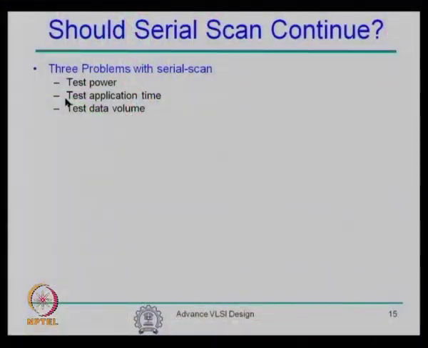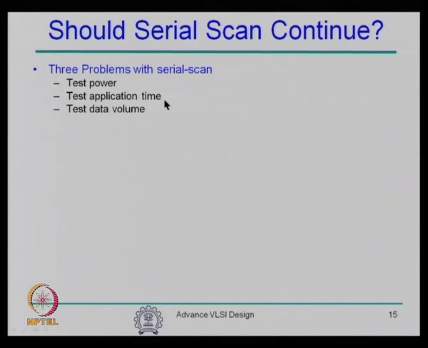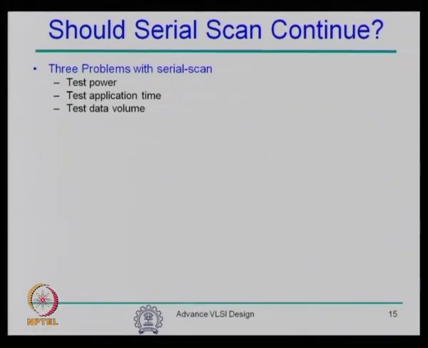One of the problems that I mentioned earlier is that your test application time will significantly increase, and it will directly translate to the test cost. Another problem is test data volume. What does this mean? If you apply sequential test, you need to store only a few vectors, and you apply those from the primary inputs, and the number of primary inputs is pretty small. Say you have 10 inputs and 100 test vectors you want to apply. In that case, you may need to store only 100 bits.